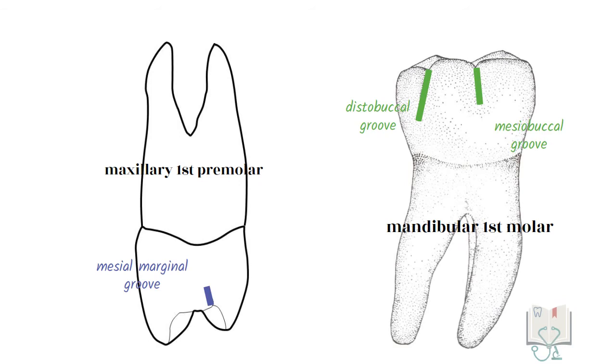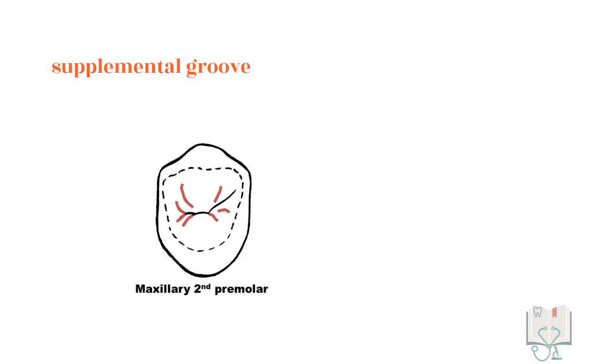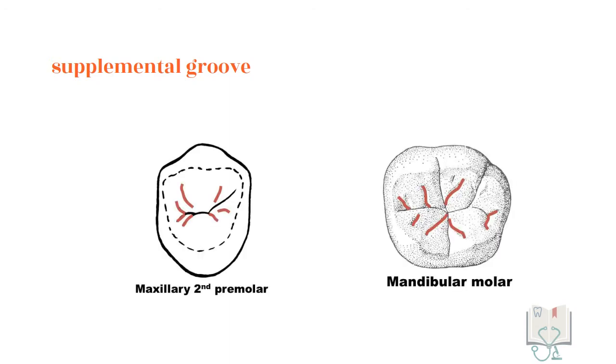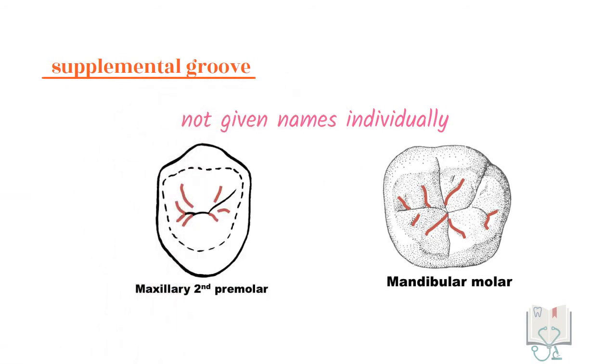Apart from the developmental grooves which have specific names, many teeth show supplemental grooves. Like in maxillary second premolar or mandibular first molar. These grooves are not individually given names and are just collectively called as supplemental grooves.